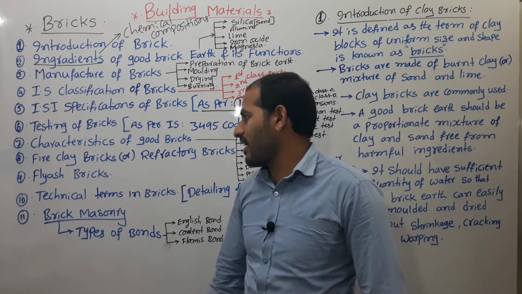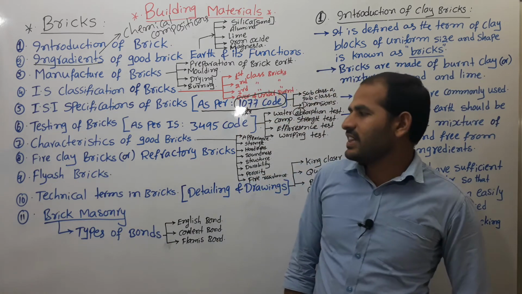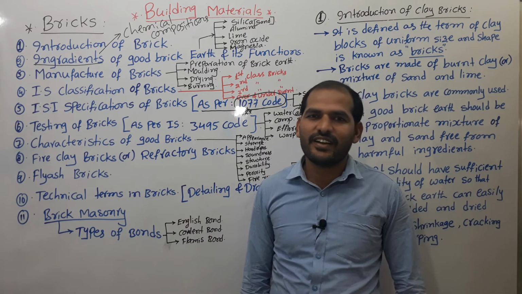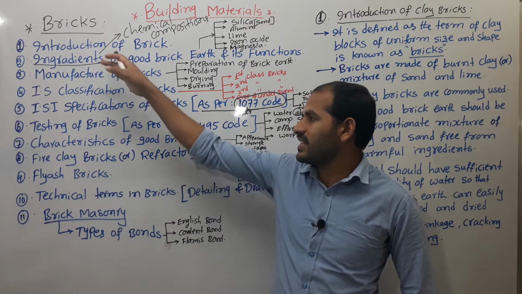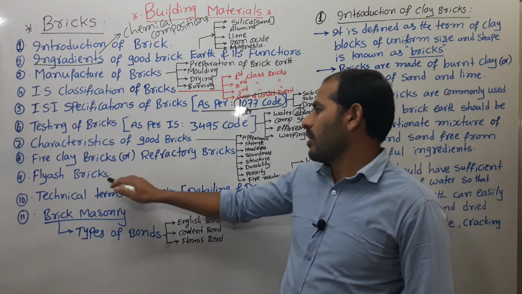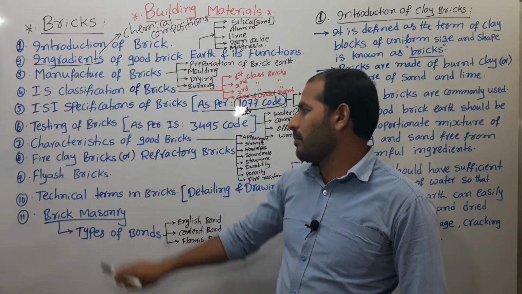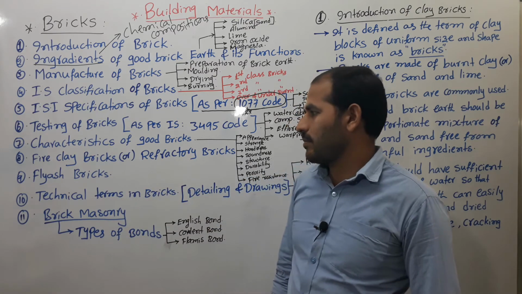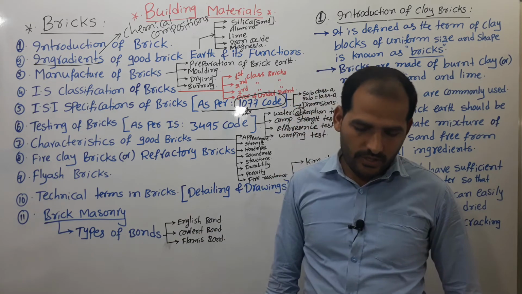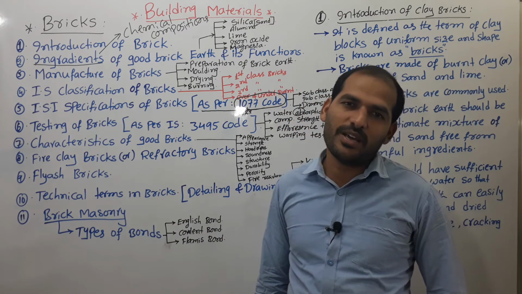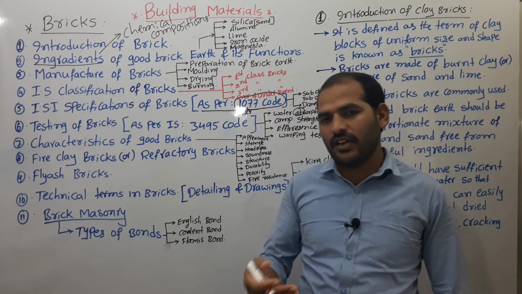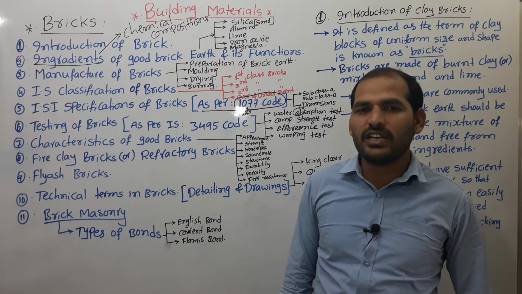And the next one is fly ash bricks. In fly ash bricks, the fly ash is one of the ingredients of the brick earth. We make the brick by using the fly ash, that is the fly ash brick, right? And the next one is the technical terms in the bricks. If you take the brick masonry, or the bricks, what are the technical terms, right?